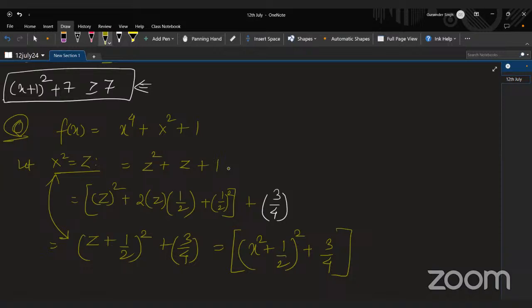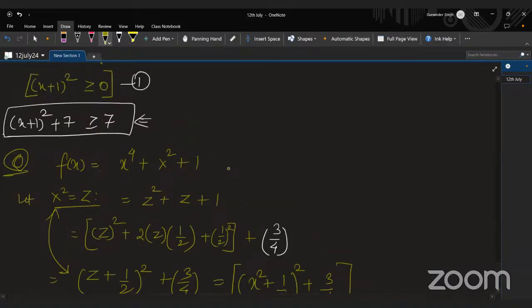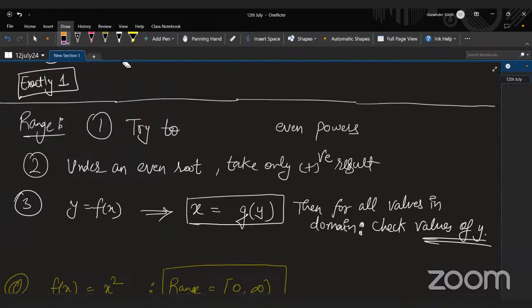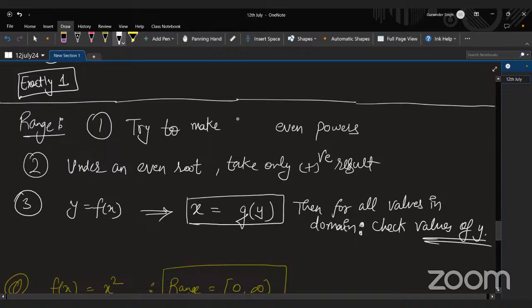It is a square plus 2ab plus b square. I am trying to factorize this thing, like I am trying to make it a whole square. I am trying to make it a whole square. Okay, this was the thing I was trying to do.